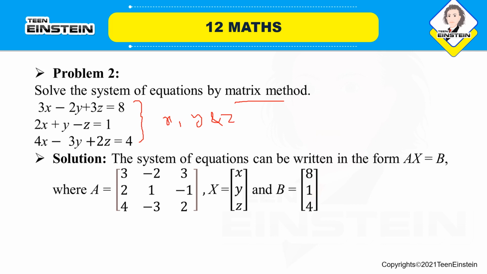What is A? A is the coefficient matrix. The coefficients of x, y, z from the first equation are 3, minus 2, 3. From the second equation they are 2, 1, minus 1. And from the third equation they are 4, minus 3, 2. So A is the matrix 3, minus 2, 3; 2, 1, minus 1; 4, minus 3, 2. X is the unknown column matrix with x, y, z. And B is the right hand side value, 8, 1, 4.